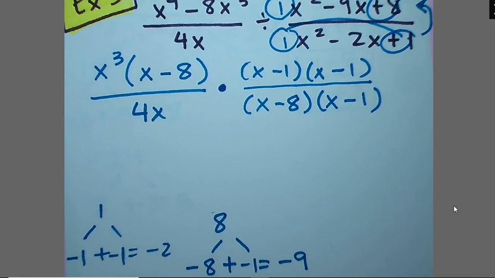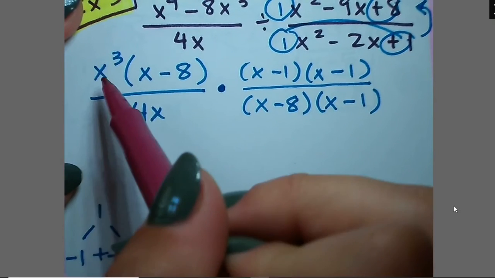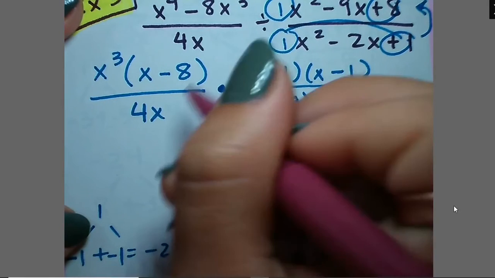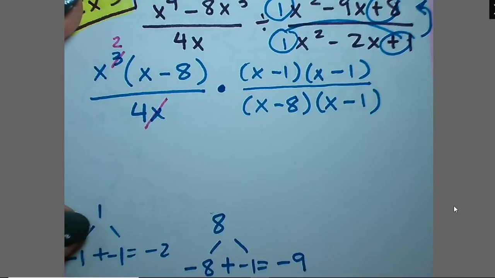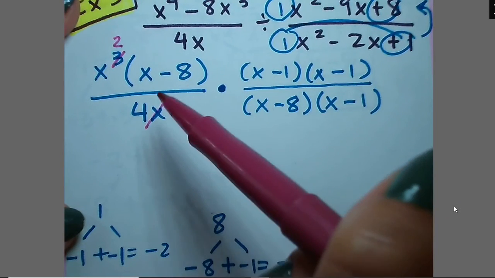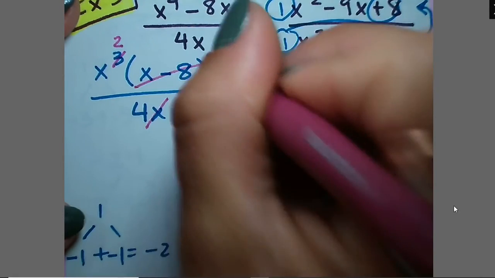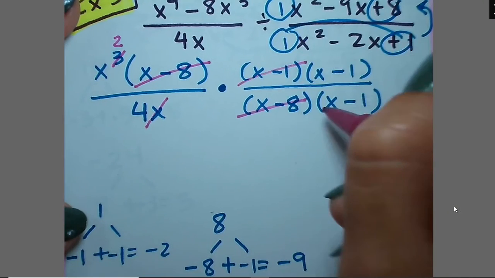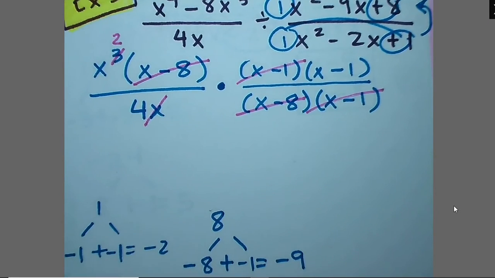Now that we've done this, we can go ahead and do our canceling out. X to the third is x times x times x. Since there are 3 x's on top and 1 x on the bottom, one of those is going to cancel out, so this is going to become x squared. There's no 4 on top that's going to cancel out with that, so that's just going to stay. There's an x minus 8 on top and bottom, and there's 1 x minus 1 that can cancel out because there's only 1 on the bottom. So you can only cancel out one of them.